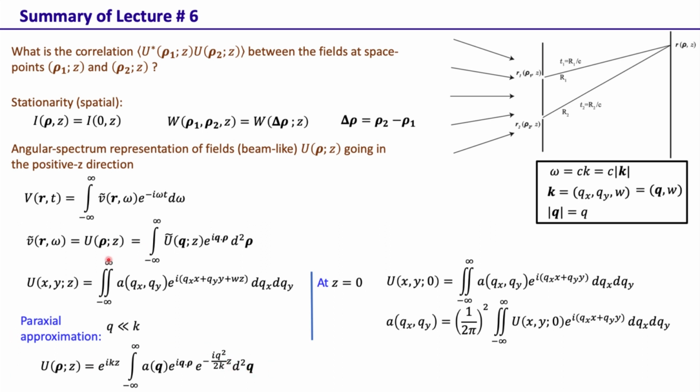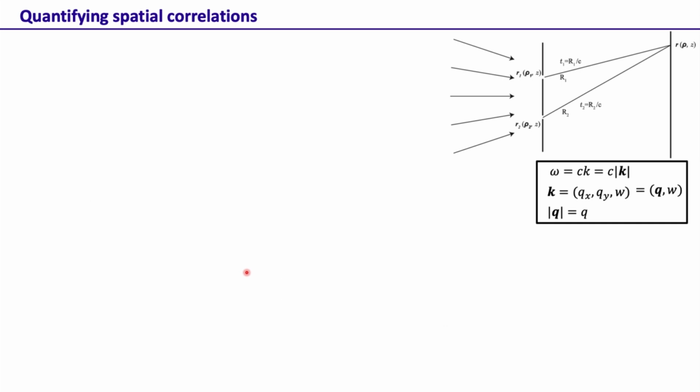This is the form of u for the paraxial approximation, but this is the form of u in the most general case. Okay, so this is what we did in lecture number 6, and today we are going to quantify and study how to quantify the spatial correlation that we started to study with this interferometer, which is also known as Young's double-slit interferometer. As we saw last time, we are interested in studying the correlation between the field vibrations at this location and this location.